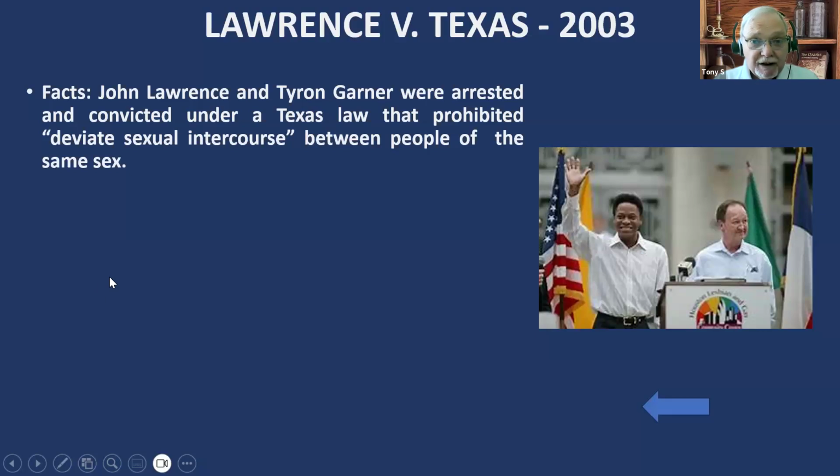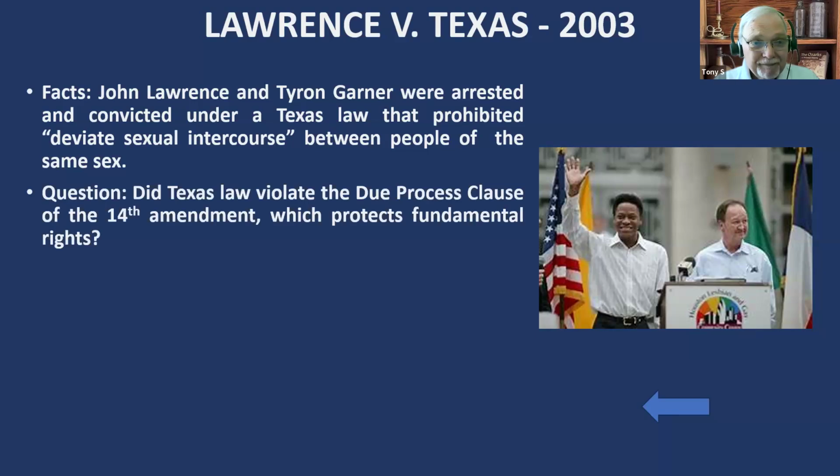John Lawrence and Tyron Garner, Texas citizens, were arrested and convicted under Texas law that prohibited deviant sexual intercourse between people of the same sex. Texas had a law on the books stating that was deviant acts, and they could be arrested. This is only since 2000, folks. It's not anything real old, okay?